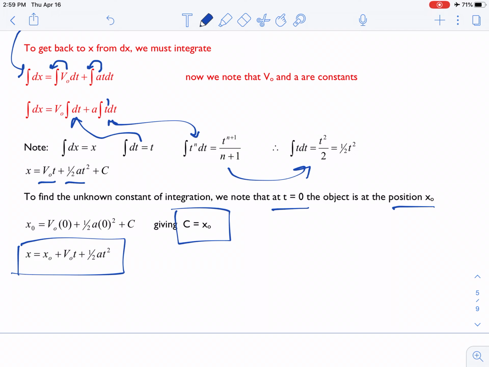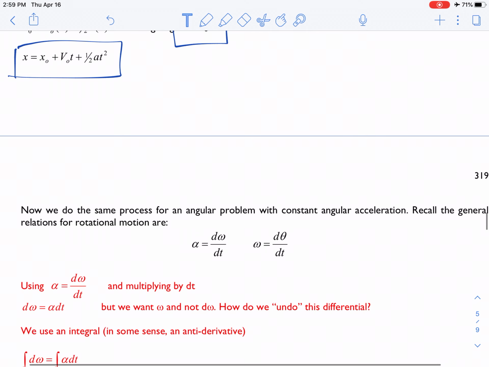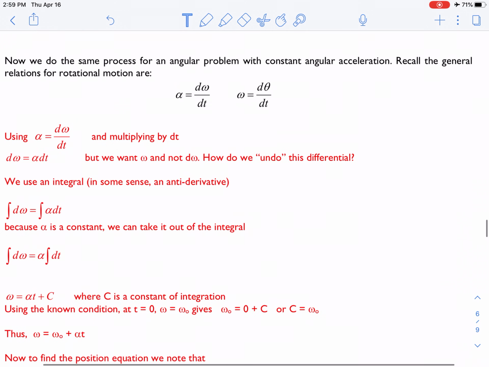And remember that when we did solve problems, we used the step-by-step process. We started with the position equation and the velocity equation. That was step 1. Step 2 was writing what is given at the start, what is given at the end. And step 3 was plugging in and solving for the unknowns. So these are the linear cases.